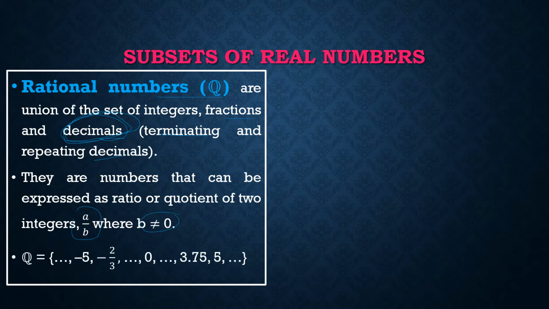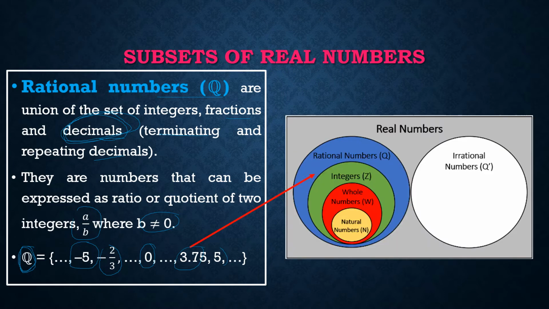Here are the examples of rational numbers. By the way, we use letter Q to represent rational numbers. We have -5, which is a negative integer, -2/3, which is a negative fraction, and then 0, 3.75, a decimal, and 5, a positive integer. It is represented by this whole circle, which covers integers, whole numbers, and natural numbers.